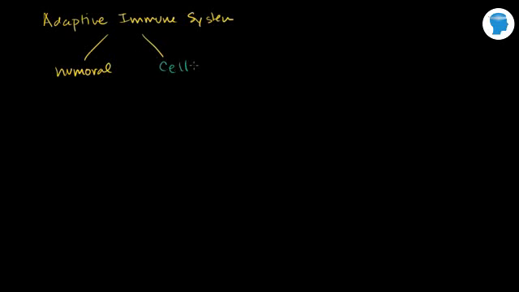In talking about the adaptive immune system, we've already seen that there's a couple of actors. Let me write this down. Adaptive or specific immune system. You have your humoral response. So this is responding to things that are floating around in the fluids of the body and not necessarily things that have infiltrated your body cells. And then you have your cell-mediated response.